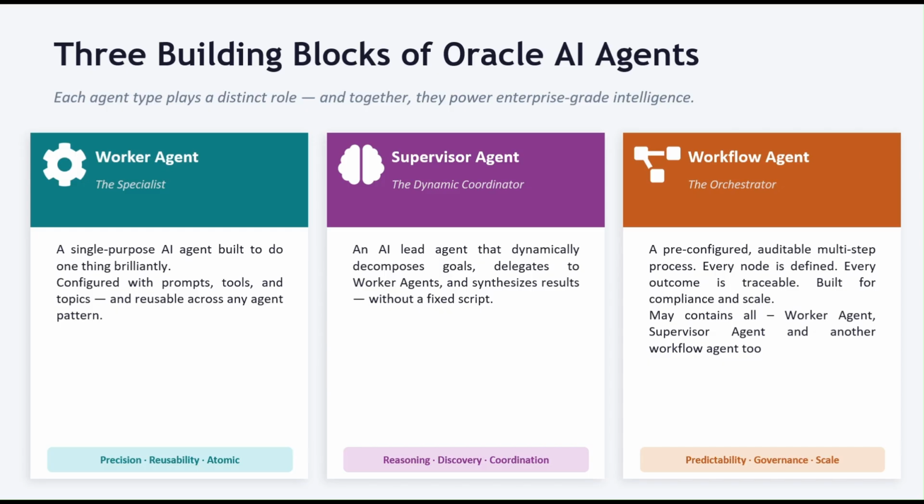So now to make this really simple and relatable, I'm going to use a hospital analogy to understand the difference between these three agent types: the worker agent, the specialist; the supervisor agent, the dynamic coordinator; and the workflow agent, the orchestrator. So starting with the worker agent, as I was saying, I'm going to use a hospital analogy.